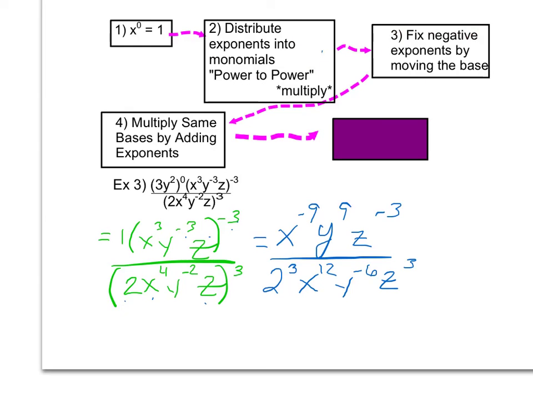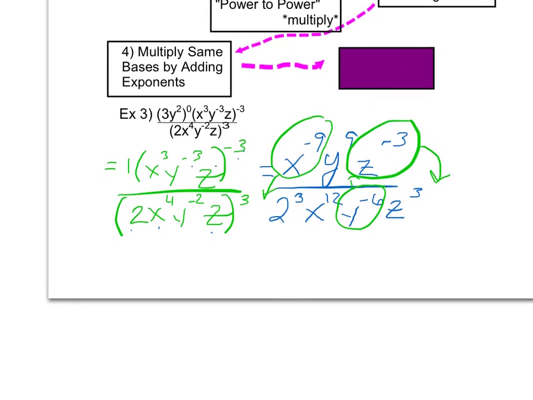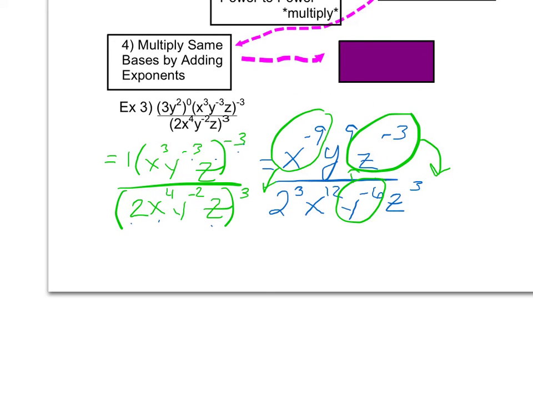Now I want to fix my negatives. So there's just a couple I'm going to move. I'm going to move my x, my z, and my y here. And when I do, they will lose their negative, and I'm going to lose a little bit of my flow map so I can fit it all on the same screen, but I'm just losing the steps I've already done. I get y to the 9th and y to the 6th all over 2 cubed x to the 12th, z to the 3rd, and then x to the 9th comes down, and z to the 3rd comes down.